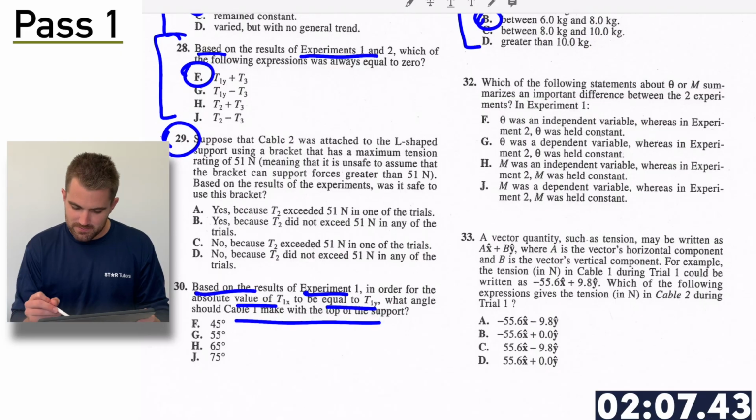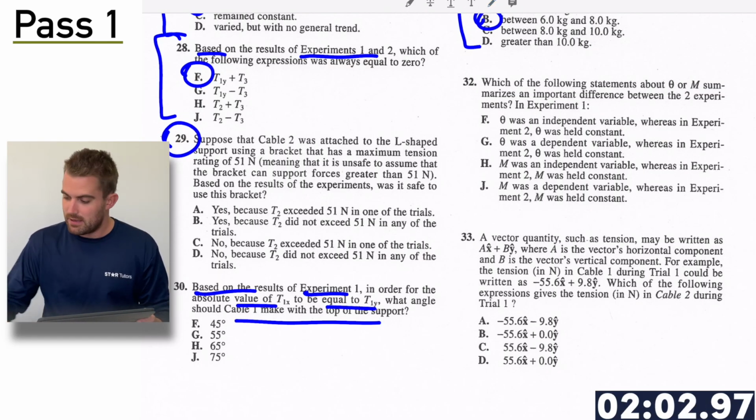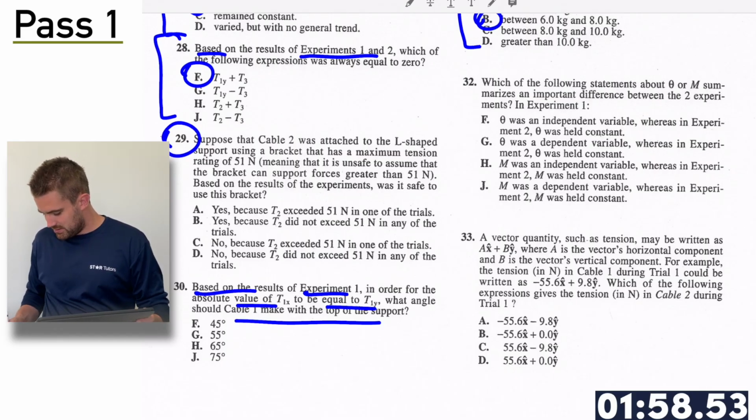Which of the following statements about theta or m somewhere? Okay, I don't like that one. I don't like the remaining. So guys, now I'm gonna stop my timer. Let me make sure that I can do that. I'm gonna stop it, come on, save time.